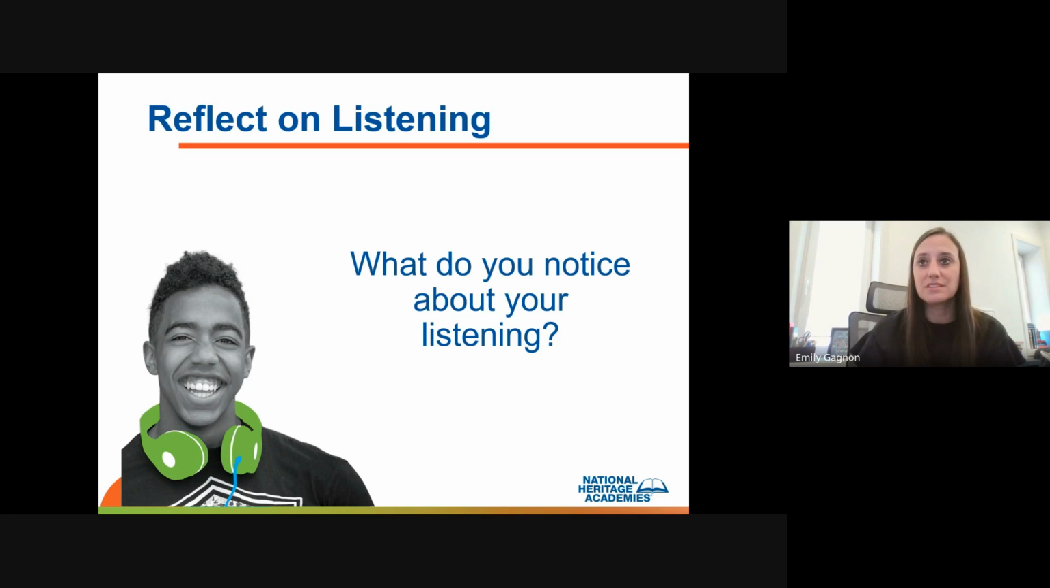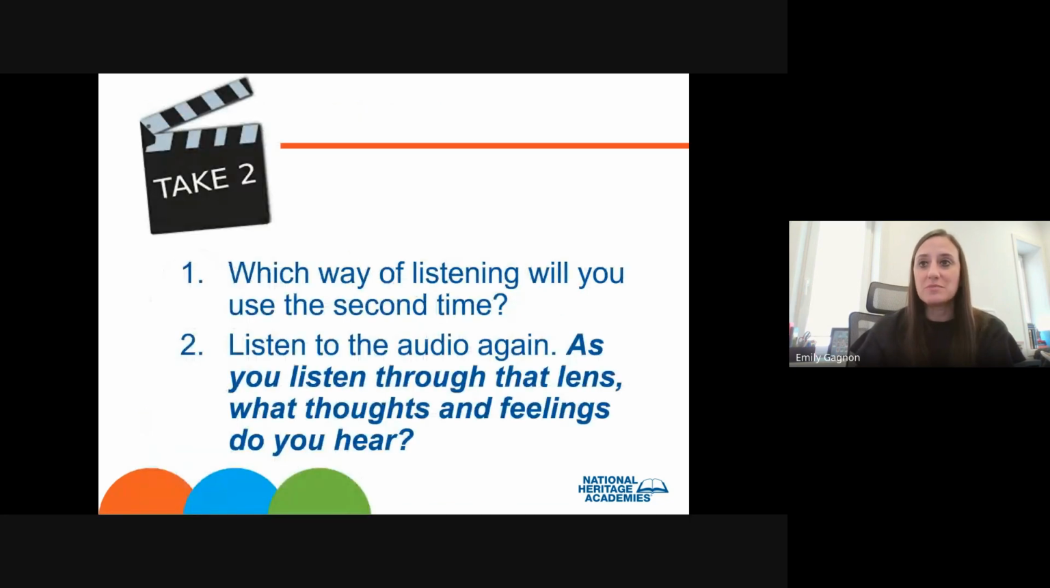And so now we're going to listen one more time, but we're going to look at another tool that provides us with different and often more productive ways of listening at levels 2 and 3. So take some time to read each way of listening and choose one lens that you'll listen through the second time around that will help you listen at a level 2 or 3.